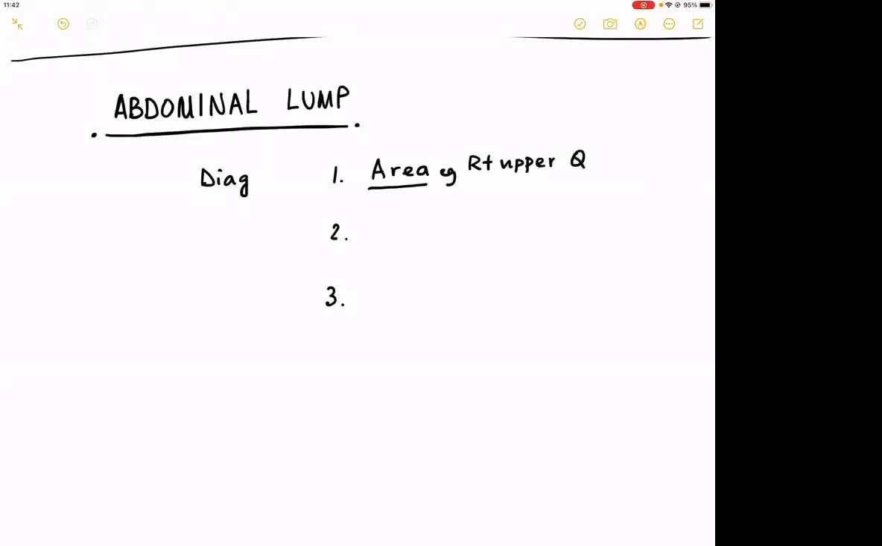The second one is, what is the nature or the pathology in concern? Benign or malignant. Lastly, what is the organ in concern? Some people change the sequence of number 2 and number 3.